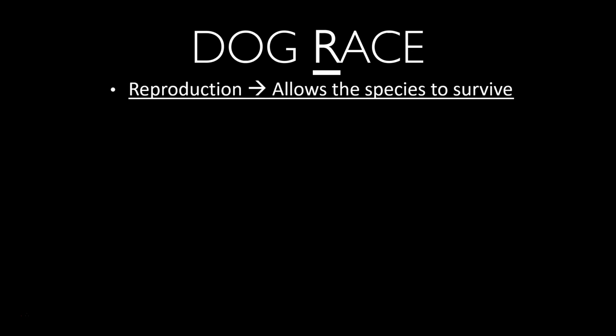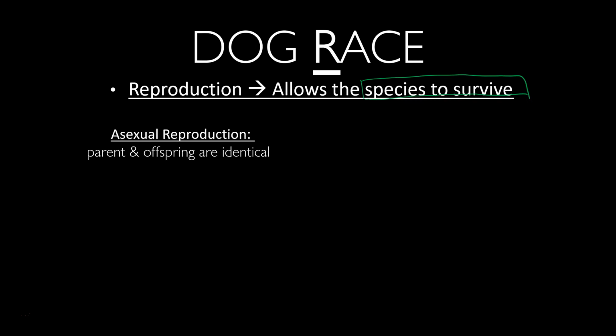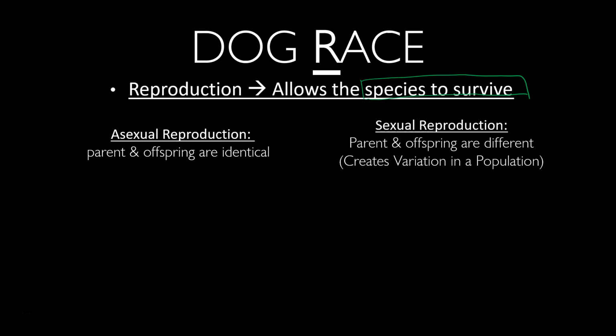R is for reproduction. All living things have to reproduce. Why is reproduction important? It keeps the species alive, okay? If living things weren't able to reproduce, that species and all life would go extinct. Now there's two types of reproduction. There's asexual reproduction and there's sexual reproduction.